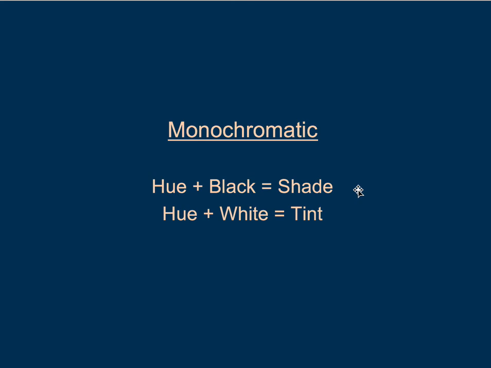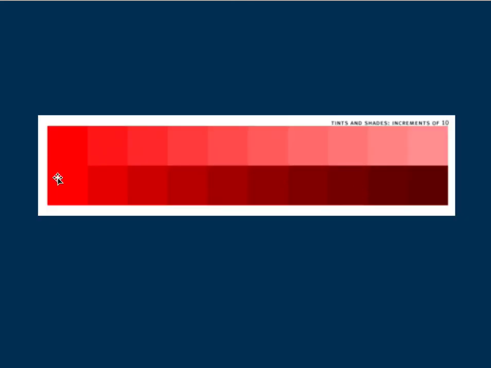Monochromatic is the black and white. So here's our red. You add black, you add white, it goes pink.